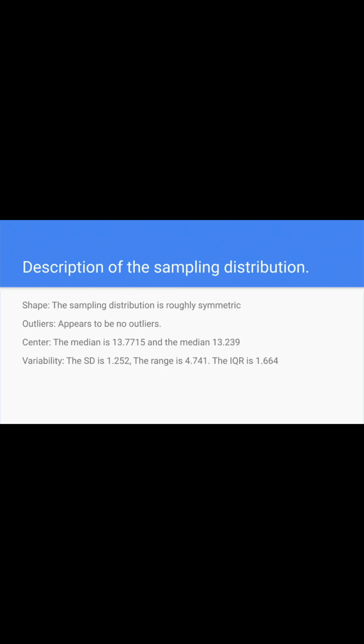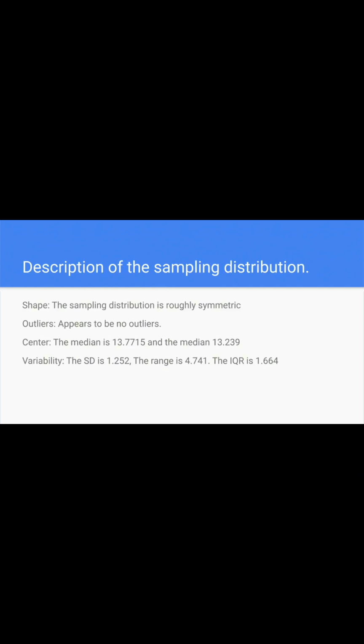My description of the sampling distribution. The shape of the sampling distribution is roughly symmetric. There appear to be no outliers. We know this because of the 1.5 IQR rule. Our 1.5 IQR for our data is 2.496. If we subtract this from quartile 1, which is 12.291, we get 9.8. And our minimum is 11.117, which means we have no outliers on the lower bound.